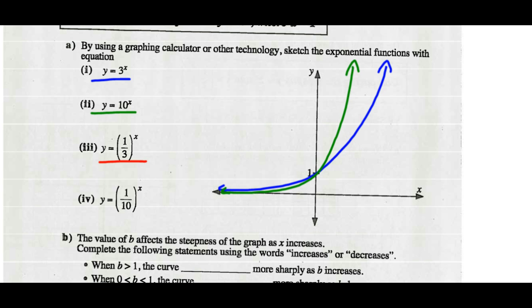Y equals 1/3 to the exponent x should be a reflection of the blue graph in the y-axis. And finally, y equals 1/10 to the exponent x should be a reflection of the green graph in the y-axis. All right, so there are 4 graphs.